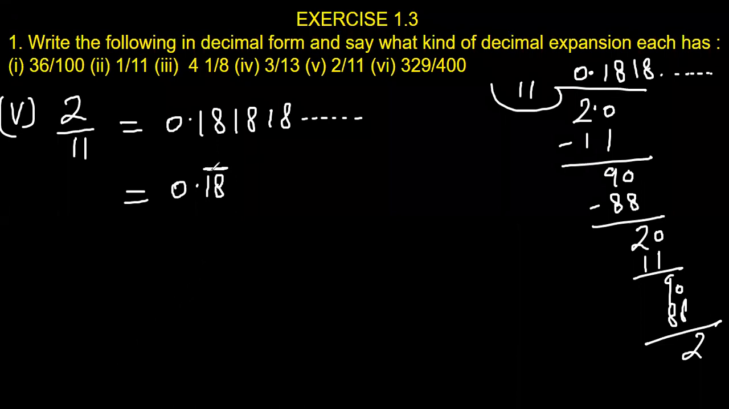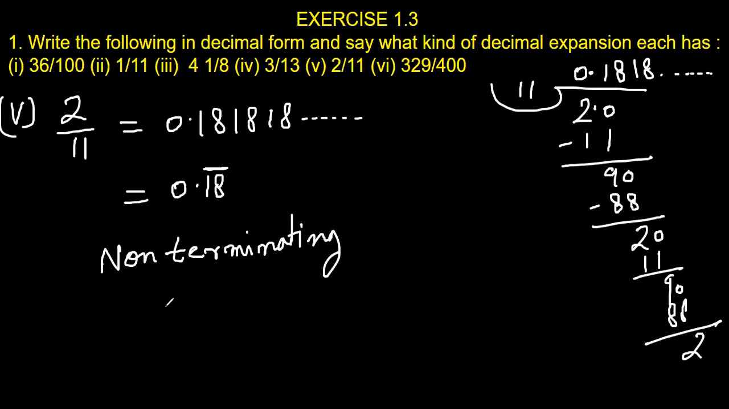0.18 with a bar over it means the decimal expansion of 2 by 11 is non-terminating and repeating. So that's right, non-terminating and repeating. All right, so this is part 5.